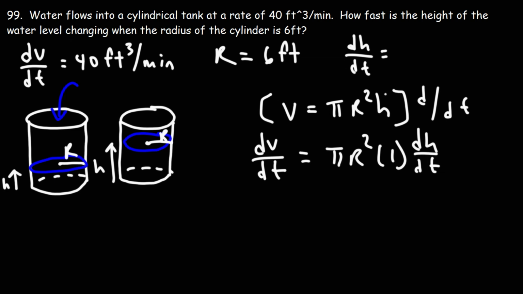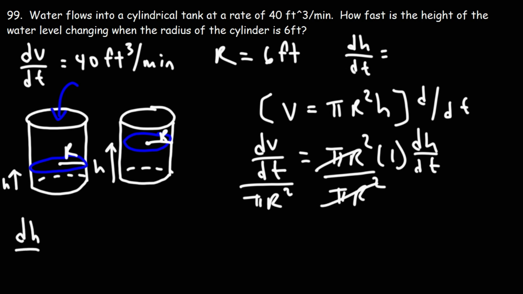So this will be equivalent to finding the derivative of 8x. That will be 8. So the derivative of pi r squared times h is just pi r squared, which is what we have. The h goes to 1, but we do have to add dh/dt since we're differentiating it with respect to time. So now let's get dh/dt by itself. Let's divide both sides by pi r squared.